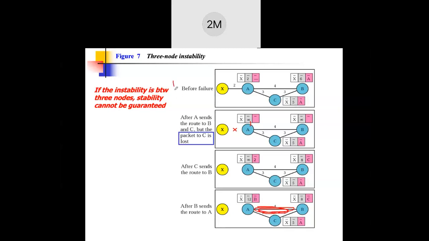So whenever this problem arises, there is a possibility that unless and until this count reaches 16, the problem will not get resolved. Okay, whenever this counter reaches 16, it will put the entry as infinite and then the problem gets resolved. Till that point, the packet gets looped in the network. And that's why three node instability is such a critical problem in the network.